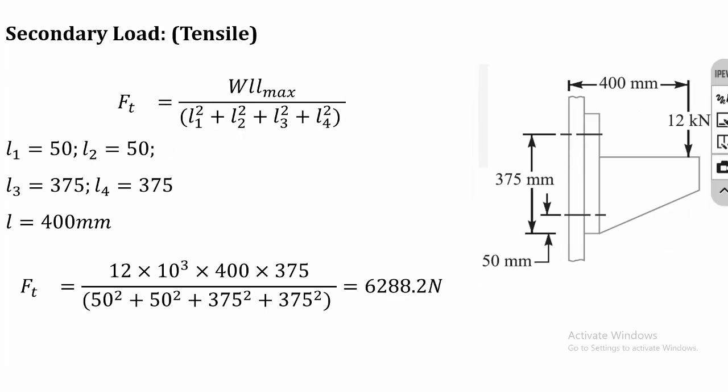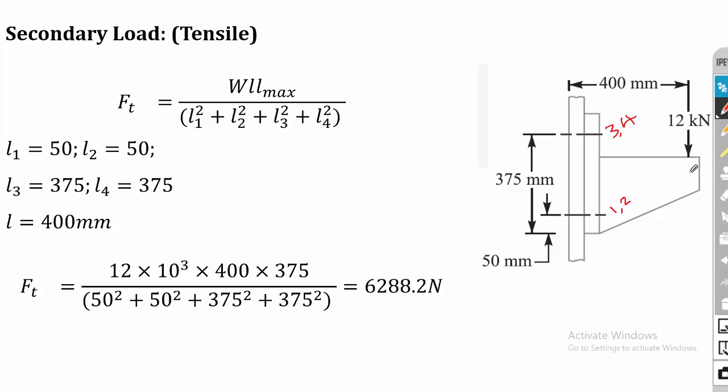Then the secondary load, you can use the equation Ft is equal to, here we have 4 bolts. So 1 and 2 in the first row, then 3 and 4 in the second row. So it is W L, L max divided by L1 square, L2 square, L3 square and L4 square. To calculate the value of L and L1, L2, L3, L4, first we have to locate the pivot point.